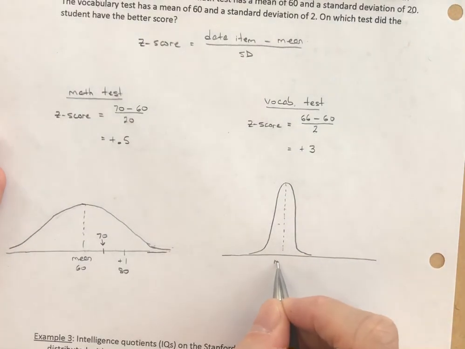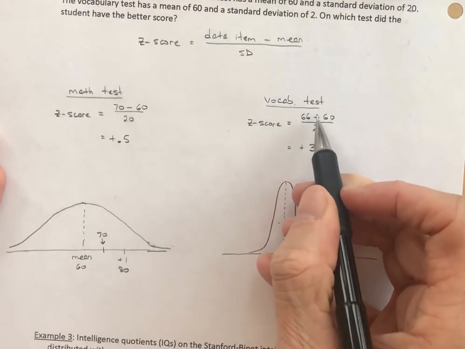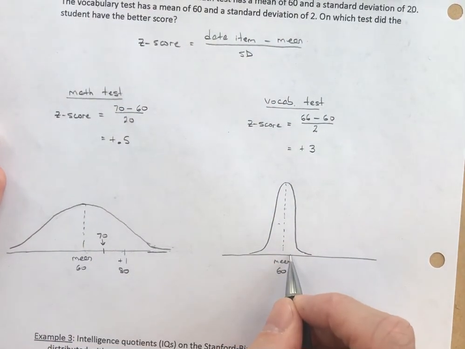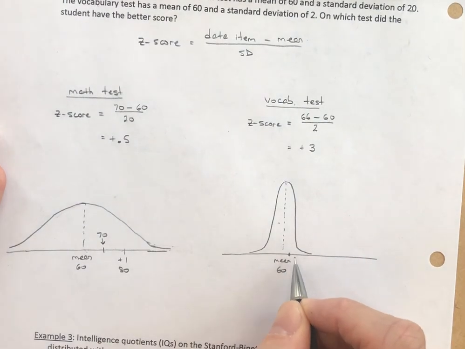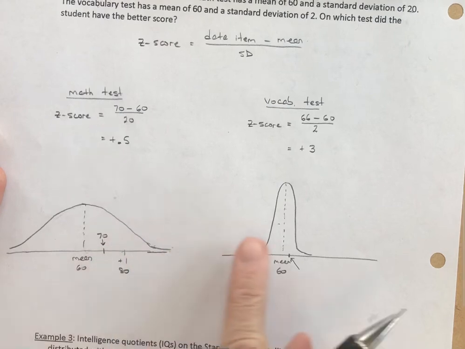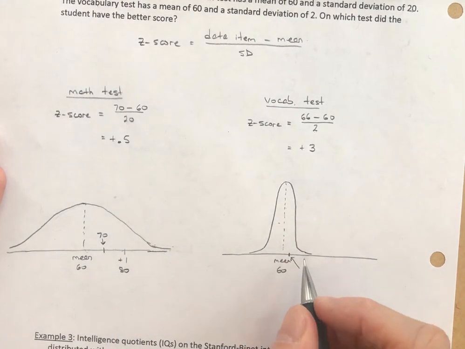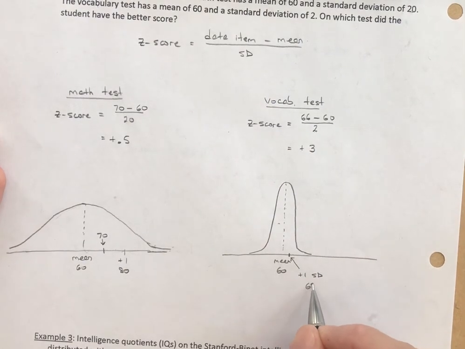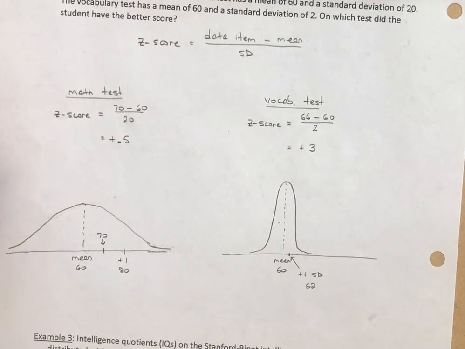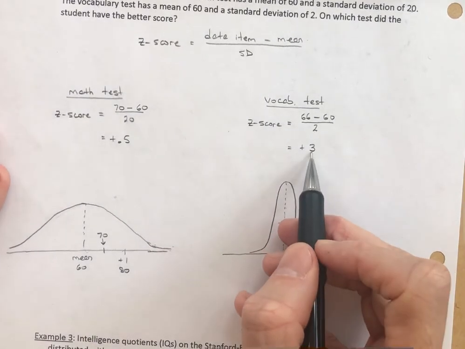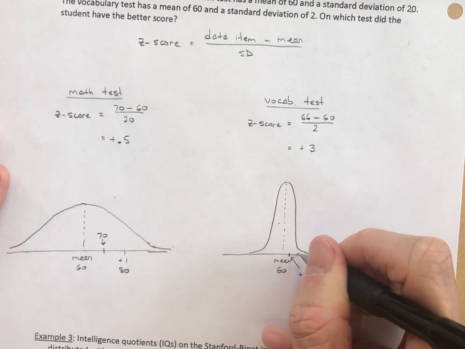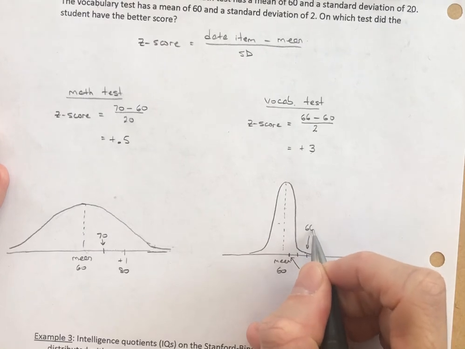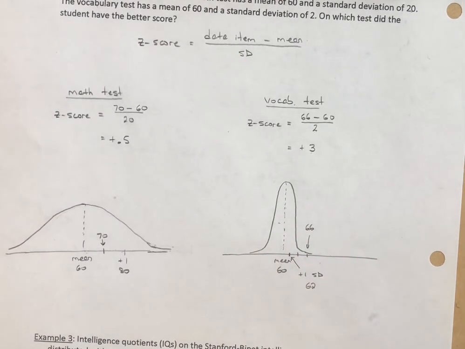The mean here is still 60. Now, the standard deviation is 2. Well, if this is 80, it looks like we would have a standard deviation of 2 right about here, right? If 80 is this distance, we've got to count by 2. So 80 would be over here. So here is +1 standard deviation, which is 62. Where did this student score? Well, this student scored 3 standard deviations above. This student scored at 66. Here is the student's score on the vocabulary test at +3 standard deviations.